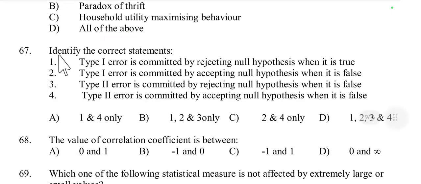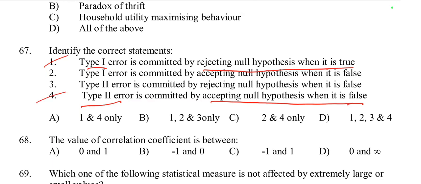Then question number 67. Identify the correct statement on type 1 and type 2 error. Type 1 error is rejecting the null hypothesis when it is true, and type 2 error is accepting the null hypothesis when it is false. So type 1 is reject when true, and type 2 is accept when false. So both 1 and 4 are correct. So option A is correct.